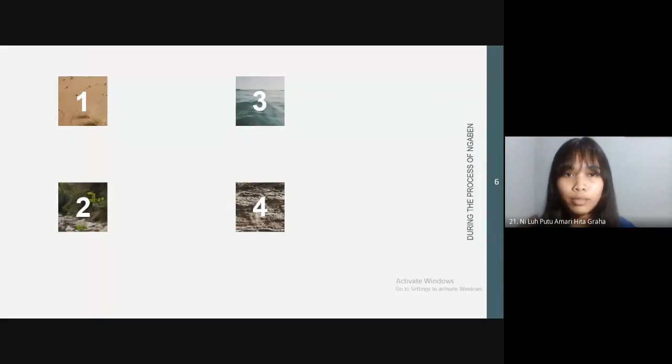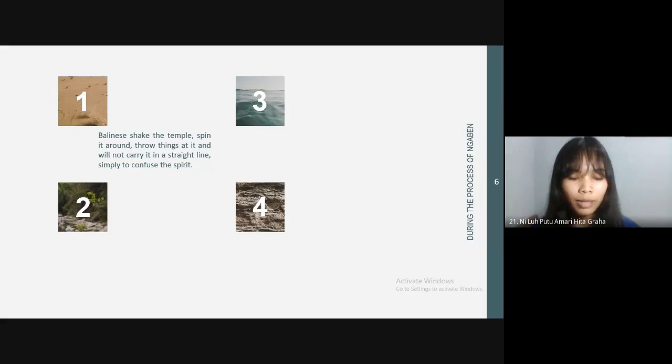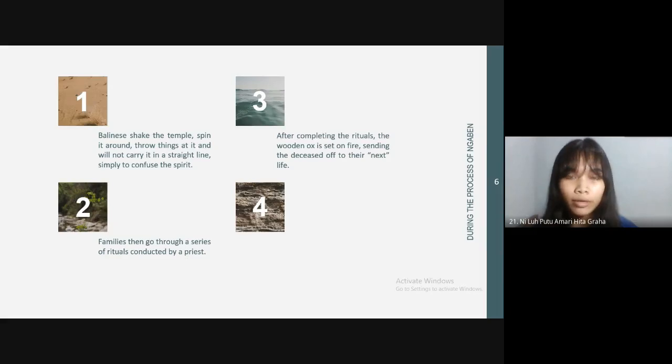Now, during the process of Ngaben, firstly, Balinese shake the temple, spin it around, throw things at it, and do not carry it in a straight line, simply to confuse the spirit. Second, families go through a series of rituals conducted by a priest. Third, after completing the rituals, the wooden ox is set on fire, sending the deceased off to their next life. And lastly, families pick up the ashes and remains, then spread them into the ocean.